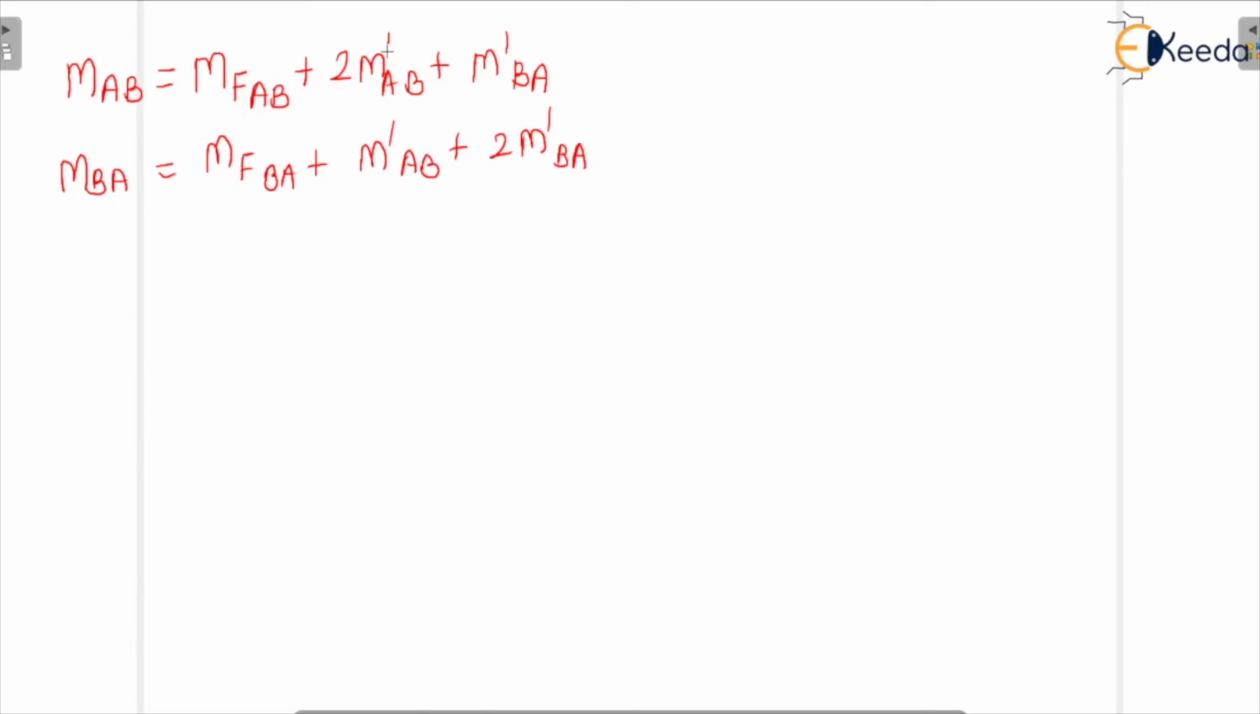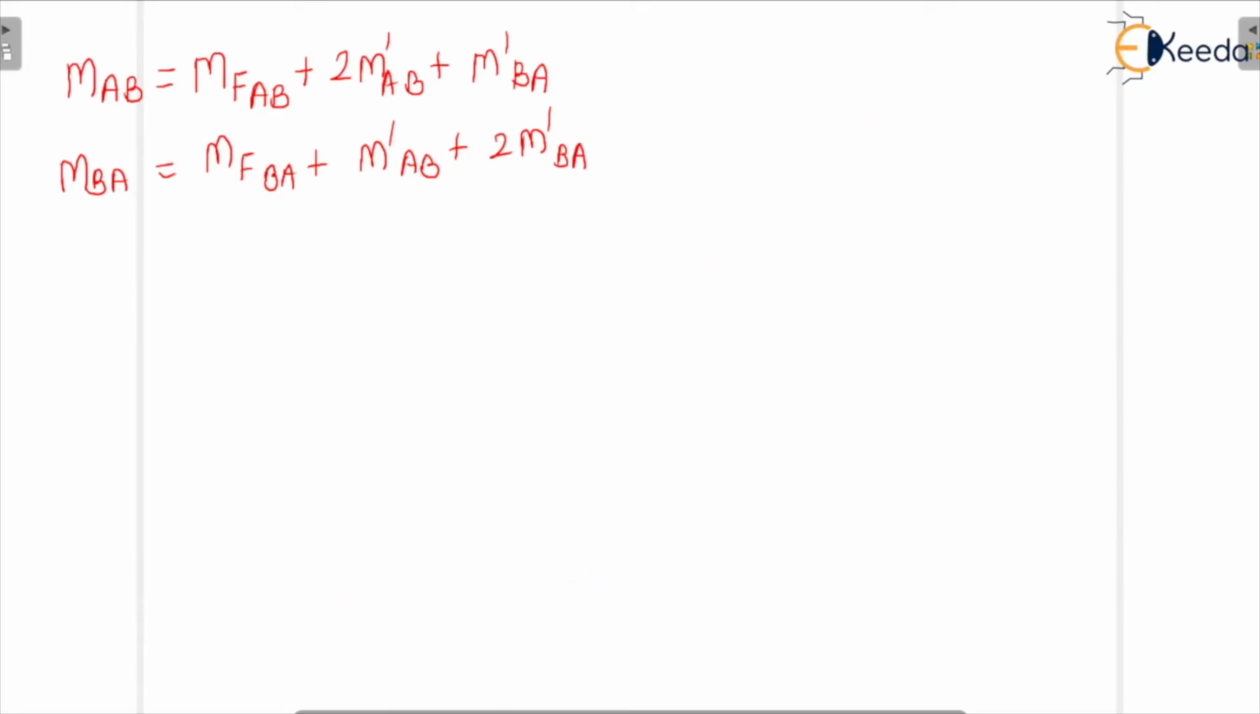So the moments in dash terms, m dash of AB, m dash of BA, are called rotation contribution. So they contribute in rotation. We can also say final moment is equal to fixed end moment plus 2 times rotation contribution of near end plus rotation contribution of far end, right? When we consider this as AB and we want to write about this, this becomes the near end and this becomes the far end. So that is the formulation. We have used it many times.